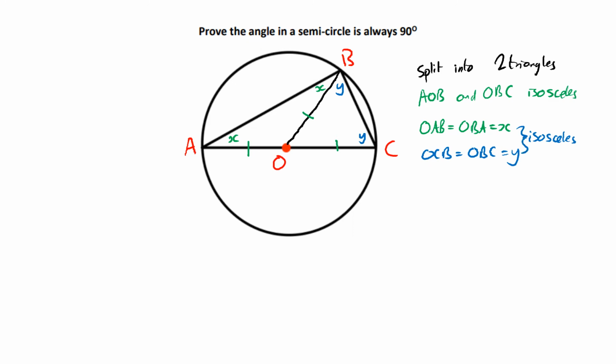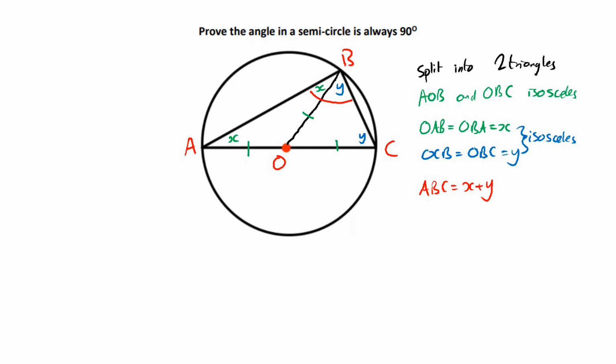Okay, that doesn't seem like it's helped us much. We want to try and get 90 degrees out of this somehow. Well, here's what we can do. We can, at this stage, think about the angle as a whole here as being x plus y. So let's do that. We'll say that ABC is therefore equal to x plus y. We've just added them together.